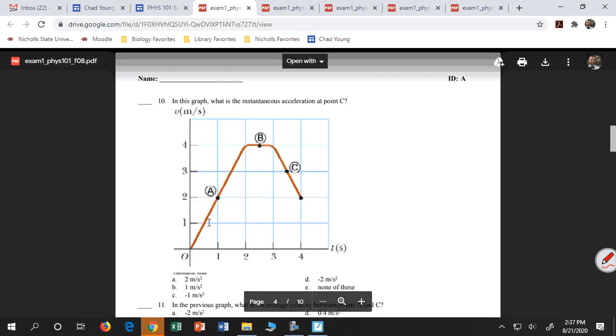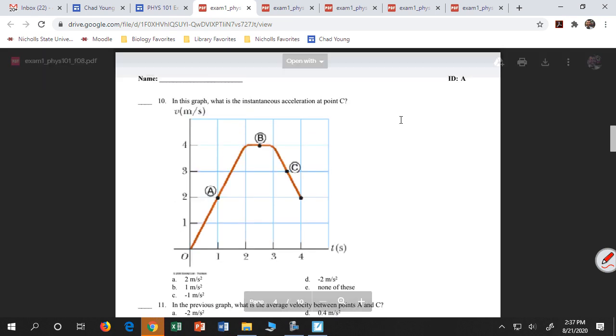Y'all know how to do this? Instantaneous acceleration? What would you do at point C? Find the slope. Can you tell me what the answer is, sort of right off, without really writing anything down? You're amazing. Yes, it's -2. I know that it has to be negative at point C because this line is negative. So that gets rid of almost every option. Oh, not B.